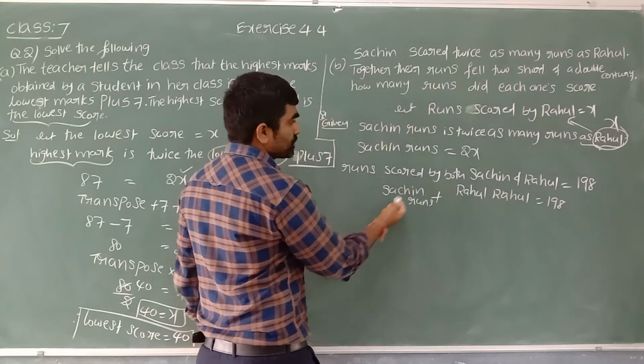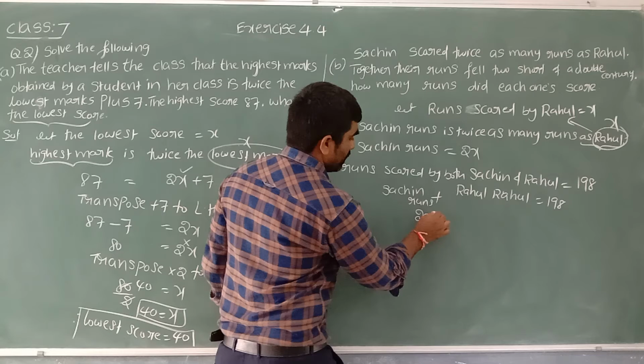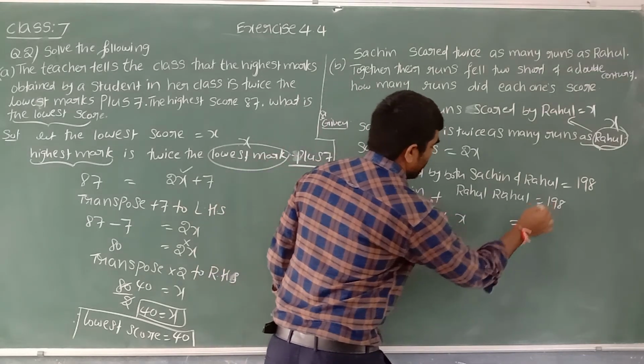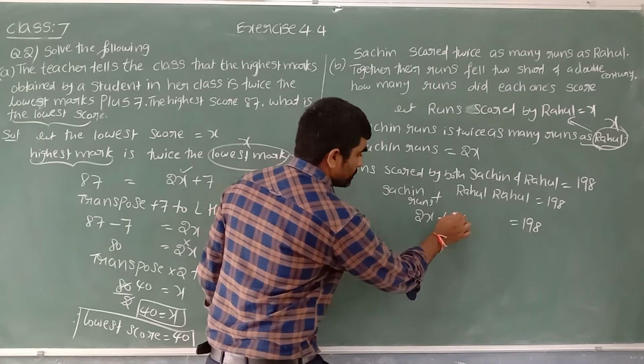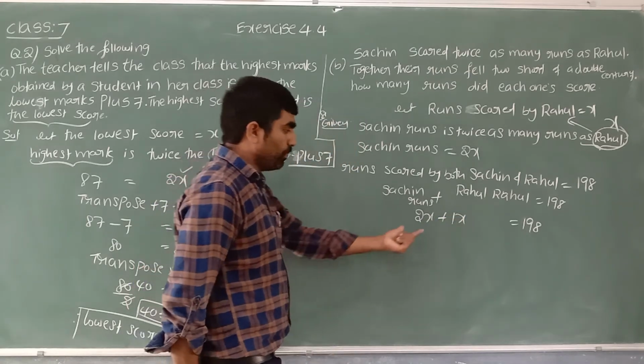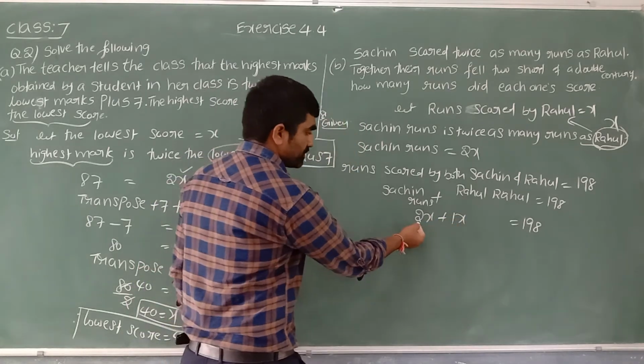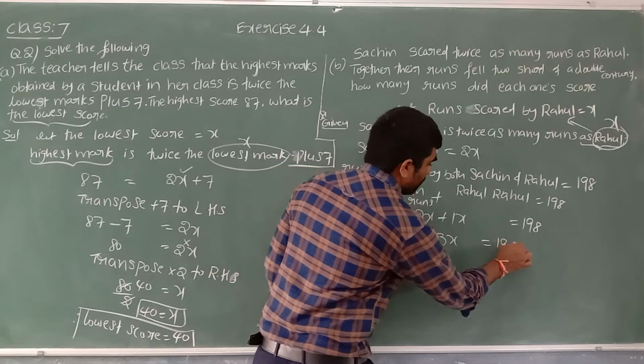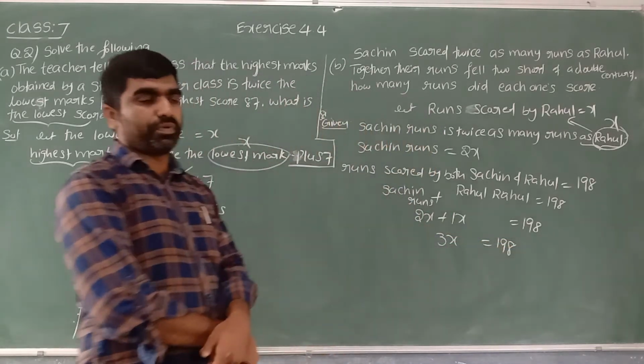Is equal to how much? 198. Sachin how many scored? 2x. Rahul how many scored? x. Is equal to how much? 198. 2x plus x. If there is no coefficient, it is 1x. Both are like terms. 2x plus 1x, 3x is equal to what? 198. Yes. Now we got a simple equation.